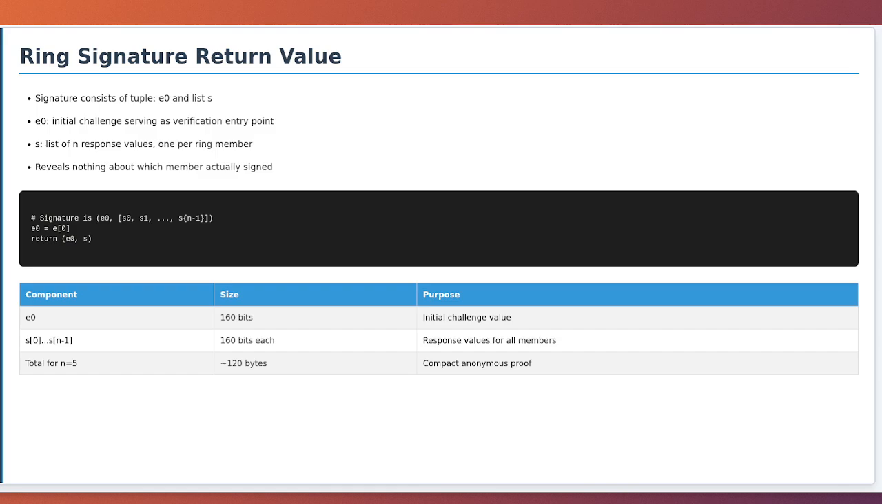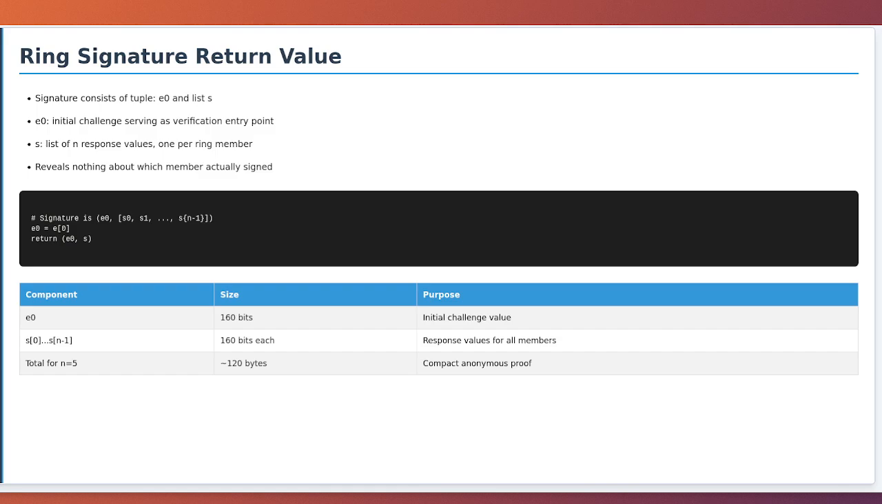The first component is E0, the challenge value at position 0. This single integer serves as the entry point for verification. A verifier will start with this challenge and walk through the ring, computing successive challenges by following the hash chain. If the signature is valid, this chain will eventually loop back to produce E0 again, hence the circular or ring structure. The second component is the list S, containing the response values for all n ring members.